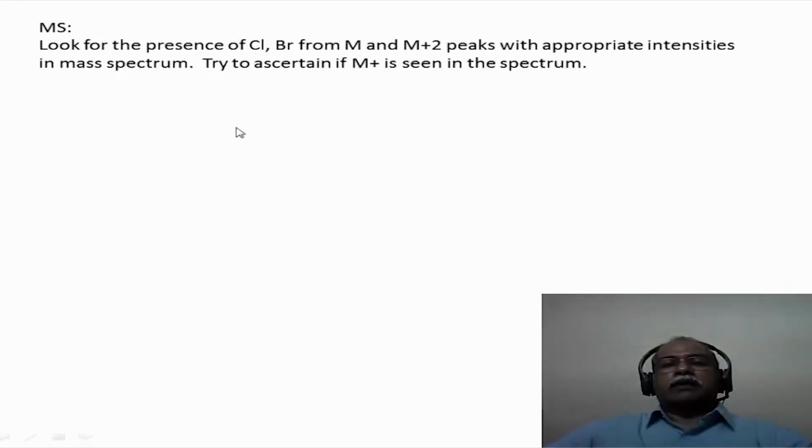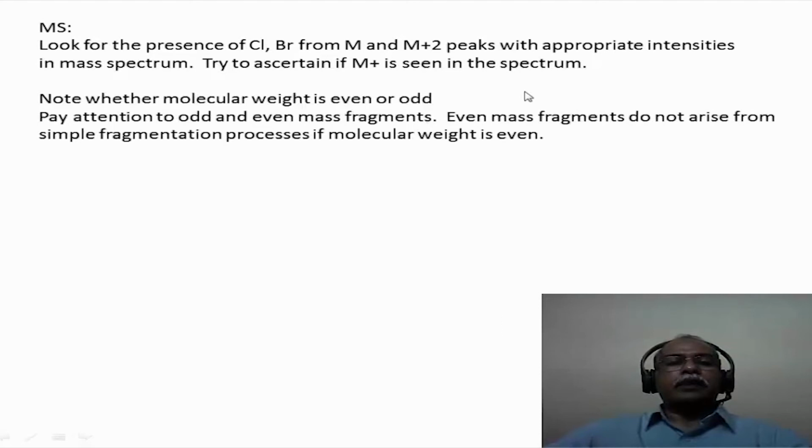Try to ascertain if the molecular ion is seen in the spectrum also. Normally, we can assume that the highest m/z value peak is the molecular ion peak. Sometimes this could be a wrong assumption also. If the molecule fragments very rapidly and the molecular ion is not seen, this could lead to some kind of misinterpretation. If the molecular ion peak is seen, see whether it is an even number or odd number.